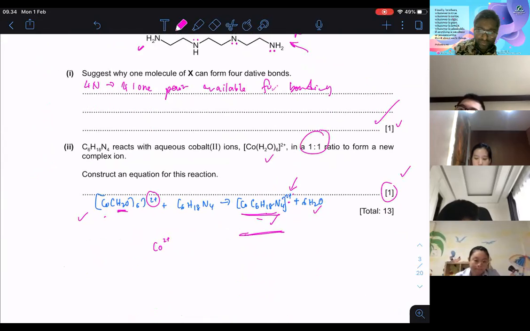In future, don't be surprised if you have the ratio of 1 to 2, or something for different ligands. So this is something that we need to also expect. So this one, please take note. This is some of the ways that they can actually ask questions.